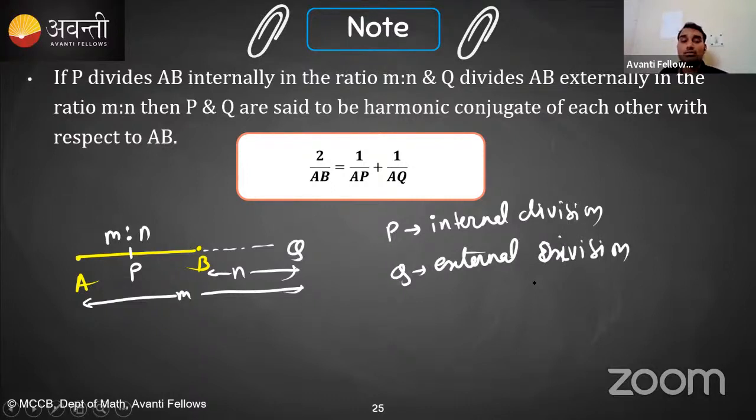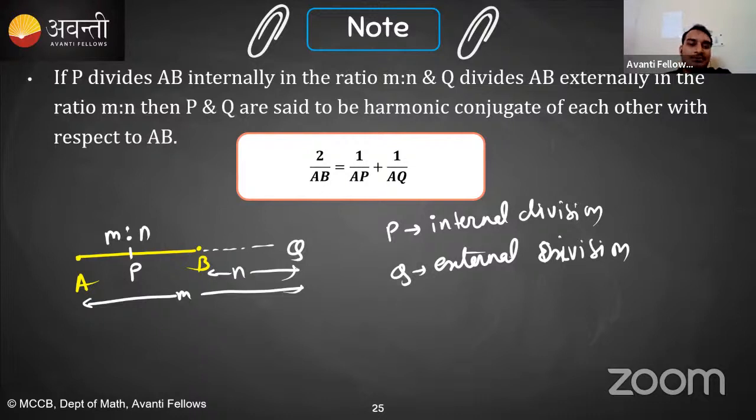Okay, but the thing is, P is dividing internally in the ratio m:n, so the external division is also m:n. So the division of AB is the same, either internal or external. So if the situation is like this, that any point P on the line segment is dividing the line segment internally in the ratio of m:n, and some point Q is dividing the same line segment in the ratio of m:n externally.